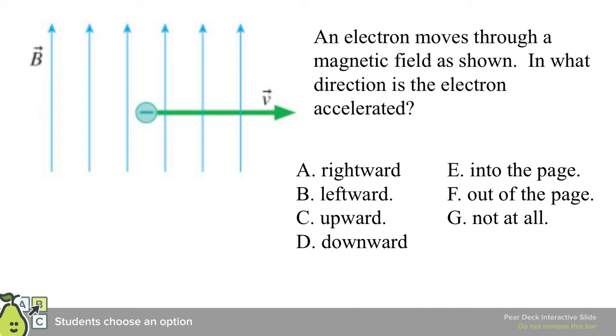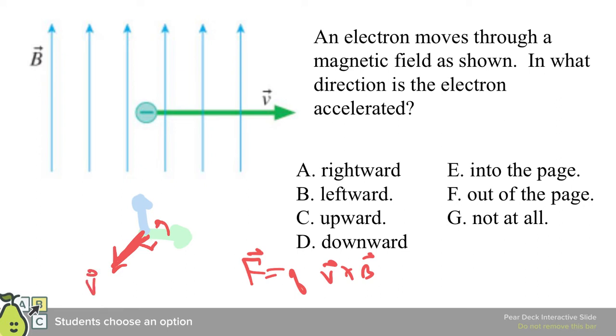Well, if we sketch this out again, we have V pointing that way, and we have B pointing that way. So one into the other, that gives us that this is coming out of the page. On the other hand, we have to be careful because the force is not V cross B, but Q times V cross B. So if V cross B is out of the page, but it's an electron with a negative charge, then the actual final answer would have to be into the page.